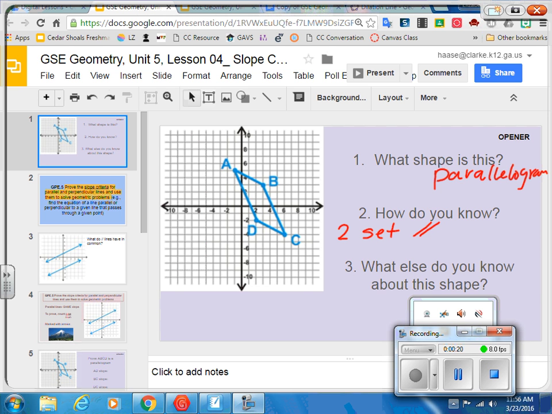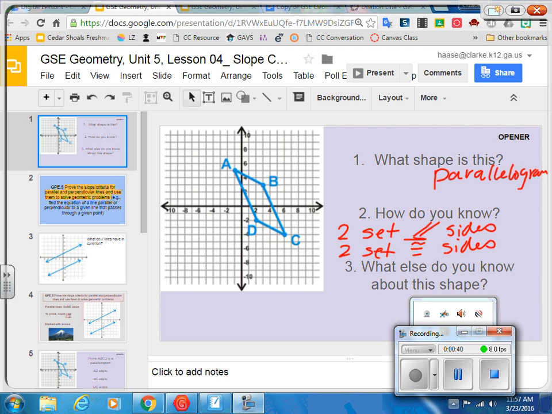Remember, this symbol right here means parallel. You can just use // in your computer. Two sets of parallel sides. How else? I mean, what else do we know about it? Yes, ma'am. It has two sets of congruent sides. Okay, two sets of congruent sides.